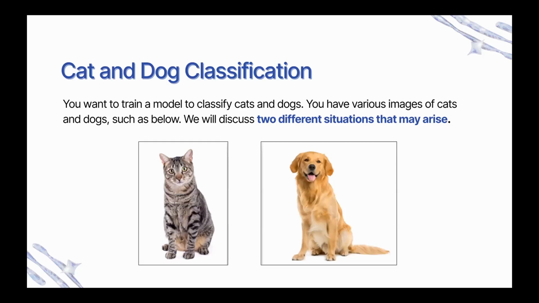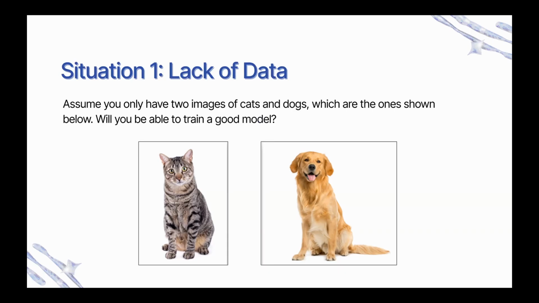So let's assume that you're training a model to classify cats and dogs. When you give the model an image, you want the model to say, okay, this is a cat if it's a cat, and this is a dog if it's a dog. And let's say you have various images of cats and dogs, like the ones here. Let's discuss two situations. The first situation is a lack of data. So let's say you only have these two images of cats and dogs. Will you be able to train a good model with only two images? No, you only have two images.